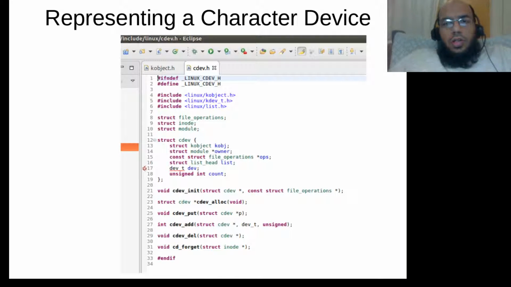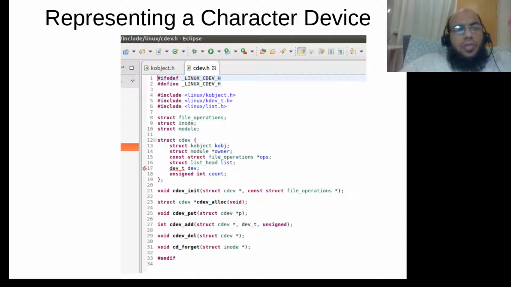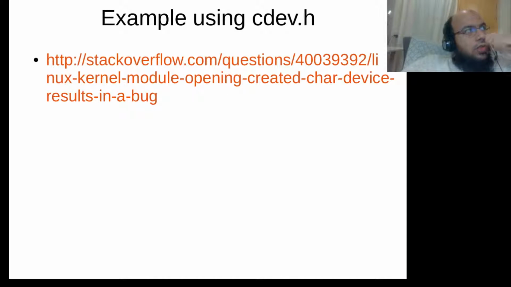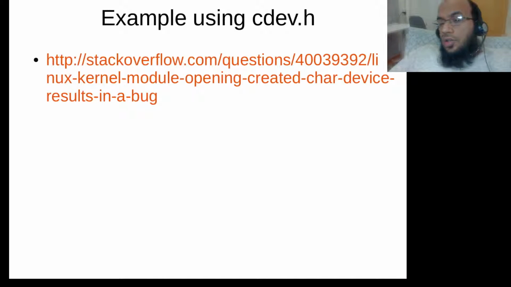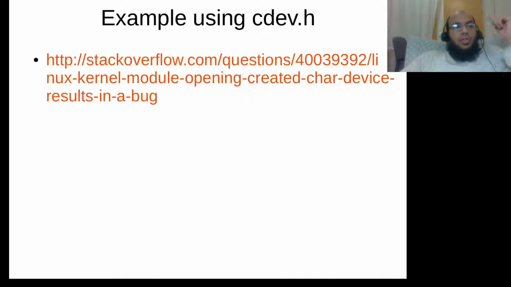So let's look at an example of where we actually use cdev.h. Well, not look at an example, but rather point you to an example. This is actually a question that was asked one month ago, so it's pretty recent. Someone is trying to write a Linux kernel module using cdev.h, so using the character device abstraction. Take a look, there's an answer there.